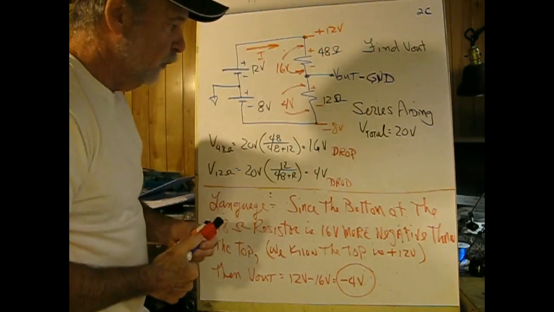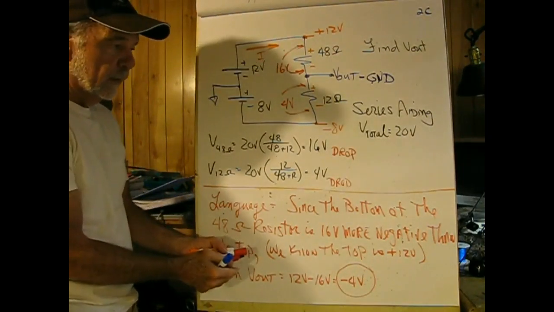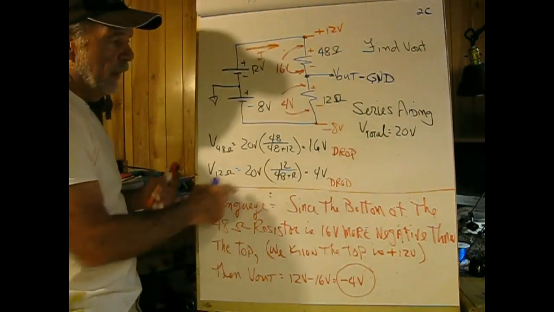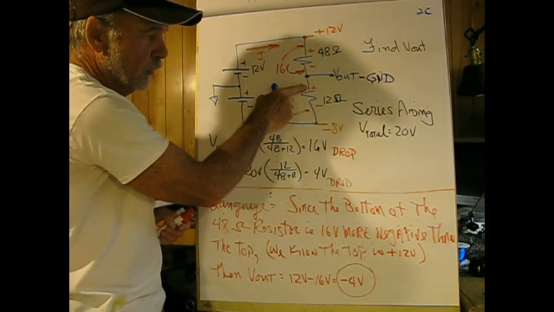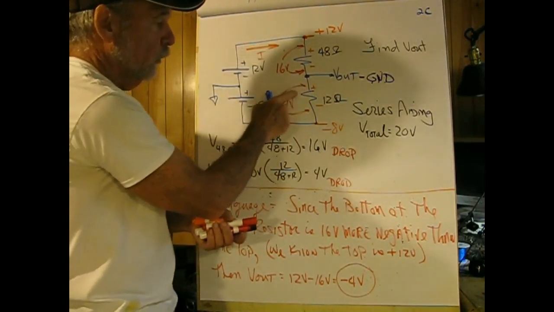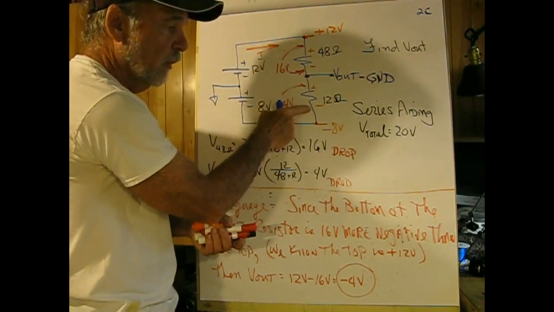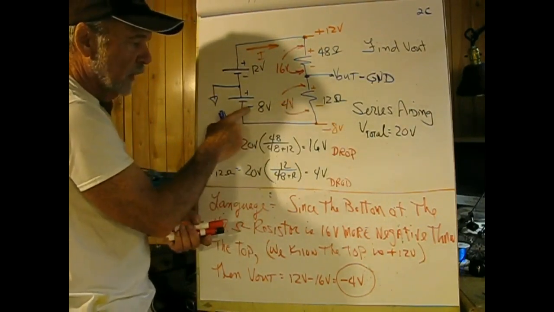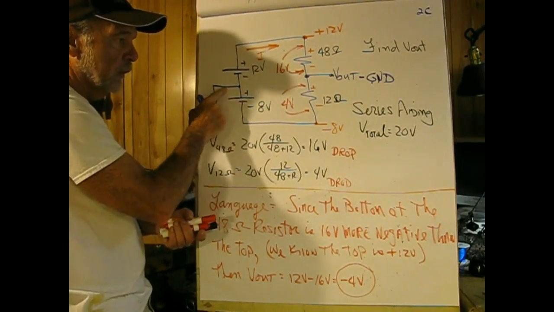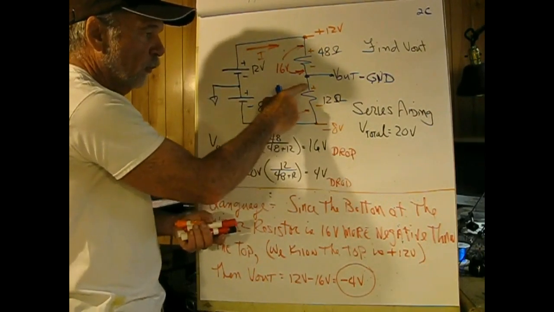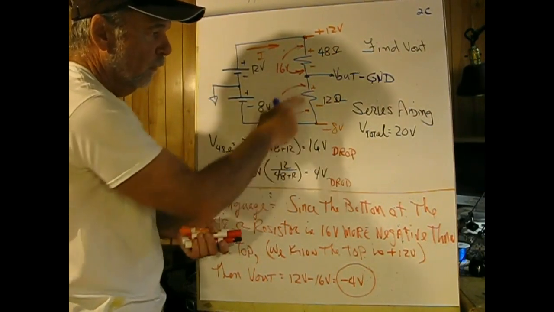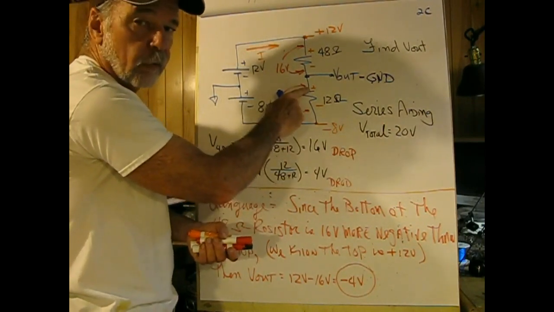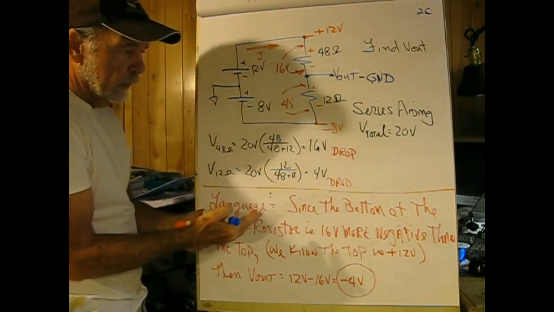If we were to do the same thing, and I did not include it on this sheet, we would say that this side of the 12 ohm resistor is 4 volts more positive than this side of the resistor. And since this side of the resistor is 8 volts negative with respect to ground, this would be 4 volts more positive, or the voltage here would be negative 4 volts. The same as what we did before.